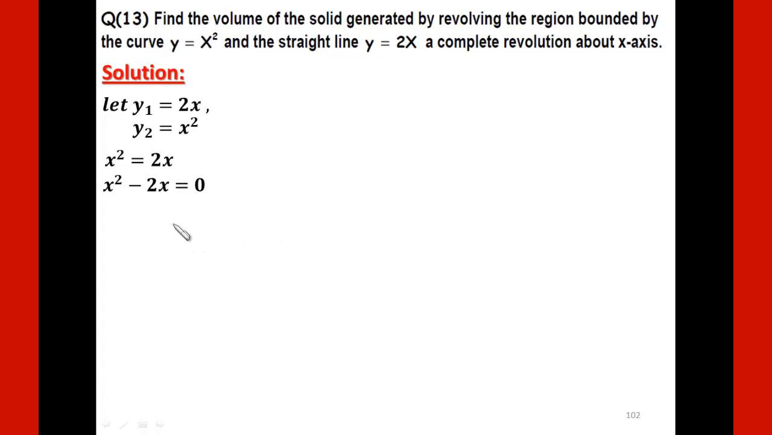By factorization, we take x as a common factor. We have x multiply x minus 2 equals 0. So x equals 0 or x equals 2.